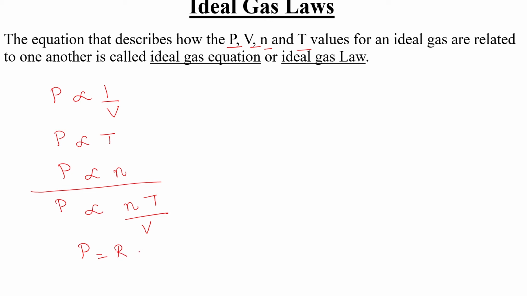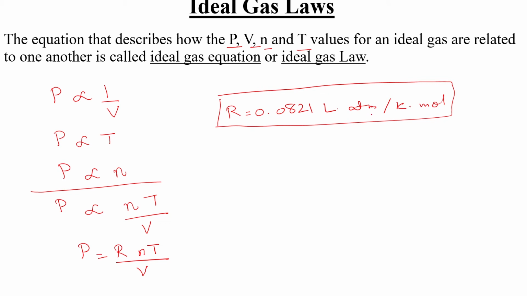This R is the ideal gas constant, and it has a constant value that you need to memorize. That value is 0.0821 liter atmosphere per Kelvin per mole. You have to memorize this value with its unit, because if you change the unit from atmosphere to millimeter of mercury, it will have a different numerical value here. Similarly, if you change the value of volume from liter to milliliter, this R will change. So when you are memorizing, memorize the value of R with its unit.